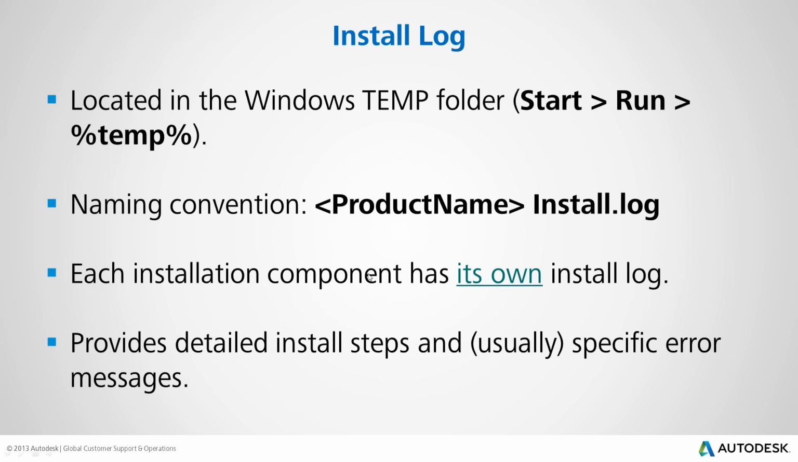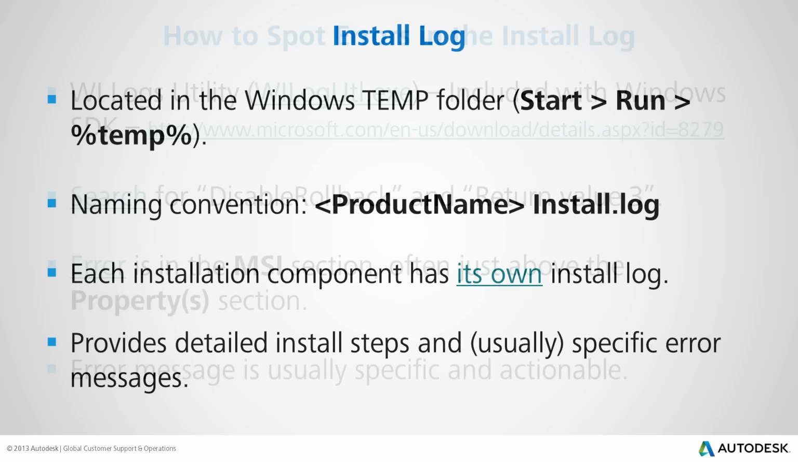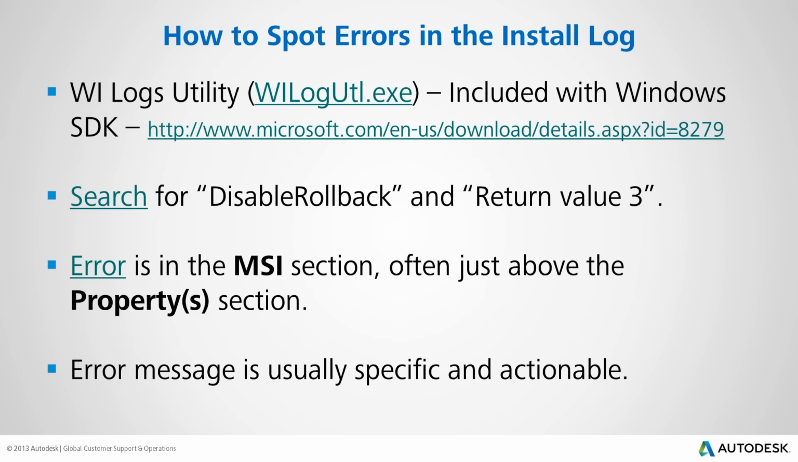The install log is also in the same location in the temp folder. It also has the same naming convention of the product name and then install.log. Each installation component has its own install log. Okay, so you can definitely open both of them using Notepad, and you can do a search for disable rollback, return value, failure, failed. There are also other utilities that some of my coworkers use, like the WI logs utility. It's included on Windows. You can also search for other topics like MSI error messages as well.